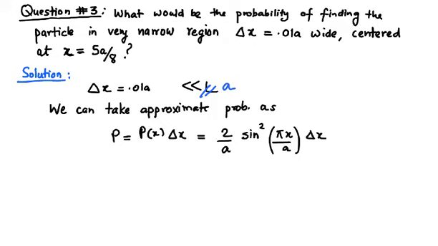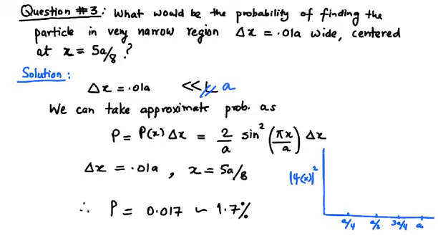So we can take approximate probability as P equals P(x) delta x. Again, this probability of finding x is a square of the wave function. So here I have the square of the wave function for n equals 1 and then multiplied by the small interval. When I substitute the value of delta x and x, we get the probability value of 0.017, which is equal to around 1.7%.